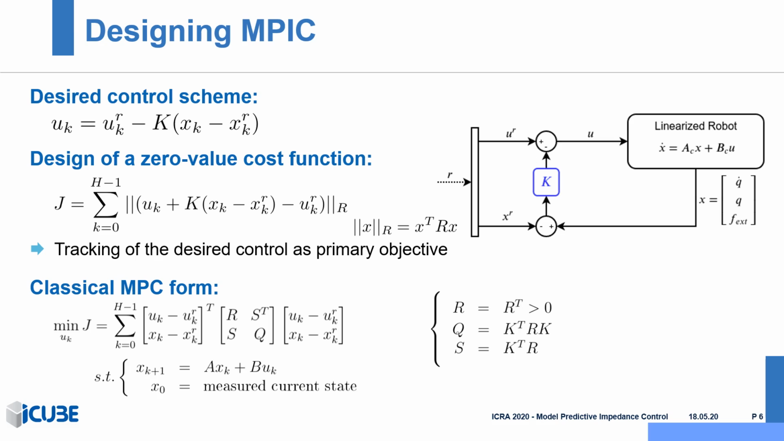In fact, one can notice that if the output u_k is equal to the desired control scheme, the cost function is equal to 0. Using this cost function, a classical model predictive control problem can be formulated subject to the system dynamic model. The model predictive control weights are expressed in function of the state feedback gain K.